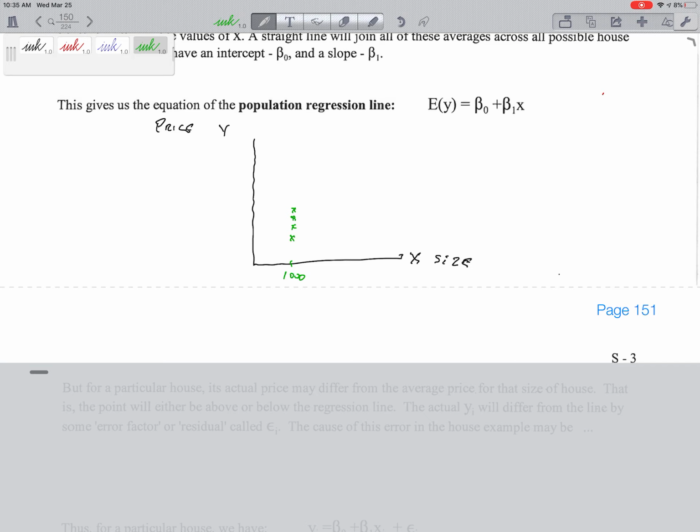So all those other things that we actually could quantify and we could include, which we will do in a multiple linear regression model. But we're just going to take a look here at the two variables, price and size.